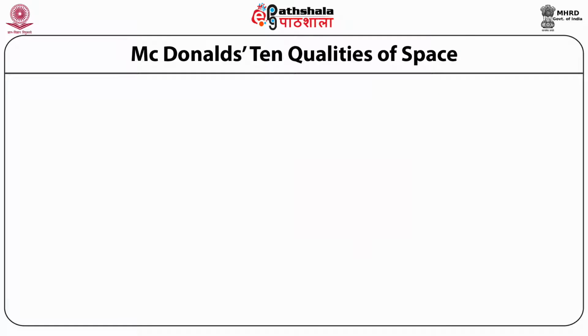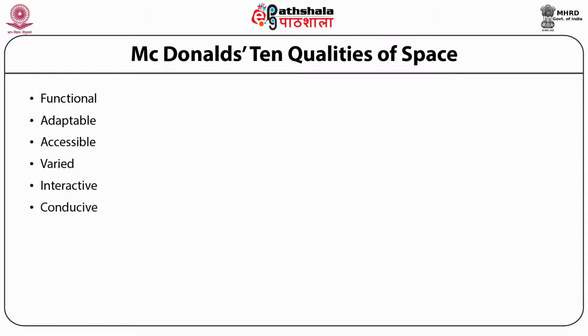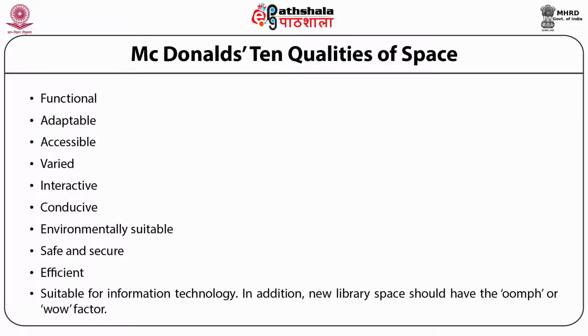According to McDonald, there are 10 qualities of library space. It is recognized that good library space has 10 important qualities, and that ideally this new space should be functional, adaptable, accessible, varied, interactive, conducive, environmentally suitable, safe and secure, efficient, suitable for information technology. In addition, new library space should have the oomph or wow factor.